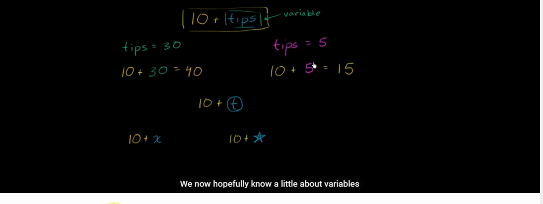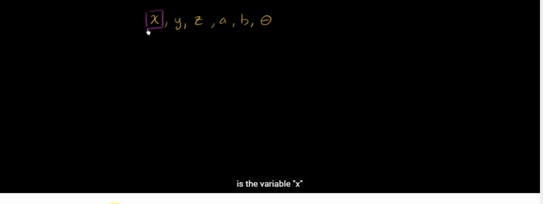We now hopefully know a little bit about variables, and as we covered in the last video, a variable can be really any symbol, although we typically use letters because we're used to writing and typing letters. It can be anything from an x to a y, a z, an a, a b, and oftentimes we'll start using Greek letters like theta, but you can really use any symbol to say, hey, this is going to vary. It can take on multiple values. But out of all of these, the one that's most typically used in algebra, or really in all of mathematics, is the variable x, although all of these are used to some degree.